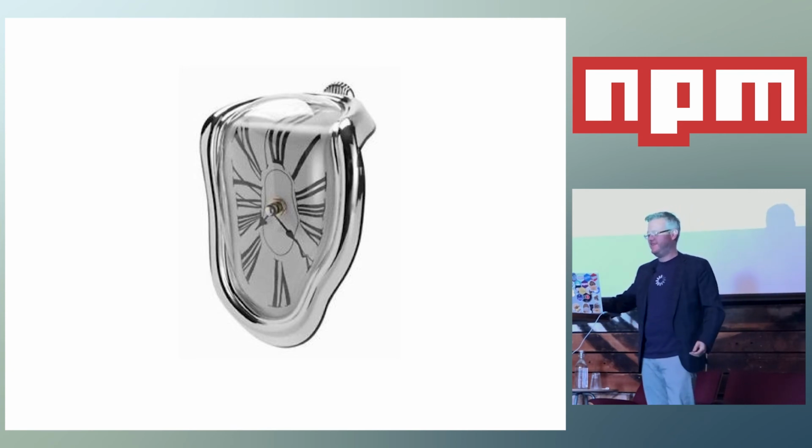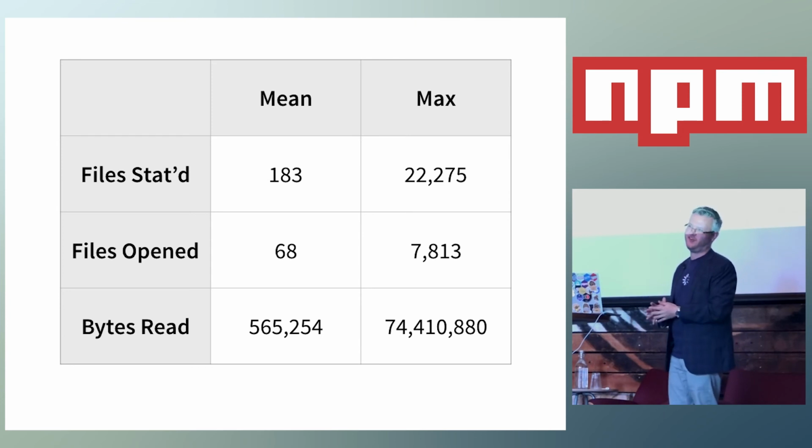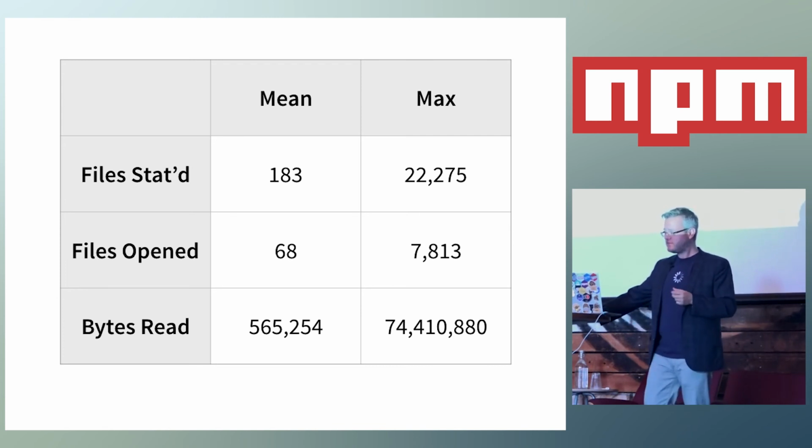Yeah, it took a while. But it all boils down to this lovely chart. So I can give you some insights that no one else has, because no one else is crazy enough to try to do this stuff. The average npm package, when you require it, just tries to open 68 files. That's a little bit higher than I expected, but not outrageous. Of course, there are always outliers. The biggest was 7,800 files. There's one crazy package out there that really likes to stat the file system, and does it 22,000 times.